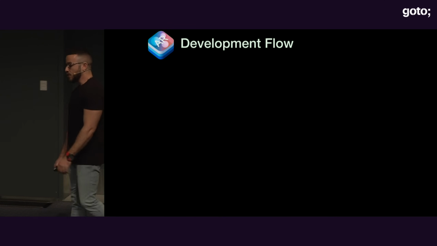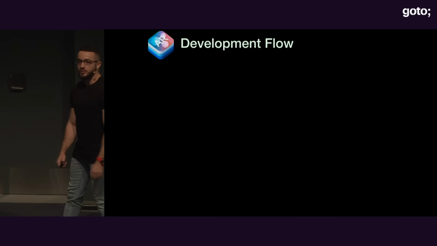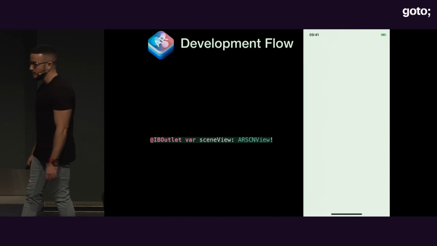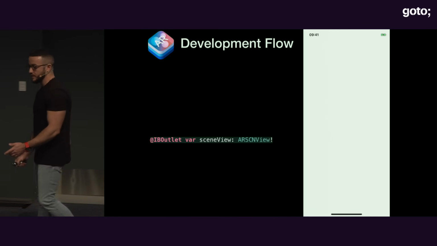So let's start writing some code. If you remember, the main class that we're going to deal with is the ARSCNView. And if I write this class and then I run, I don't see anything. Why? Because I didn't run the session.